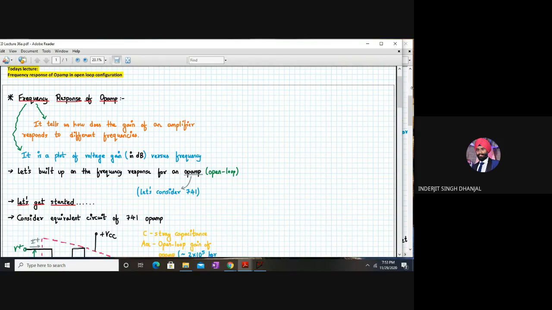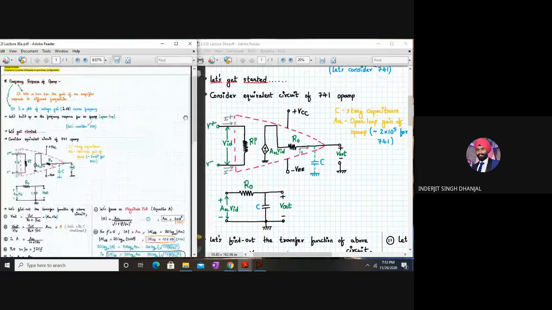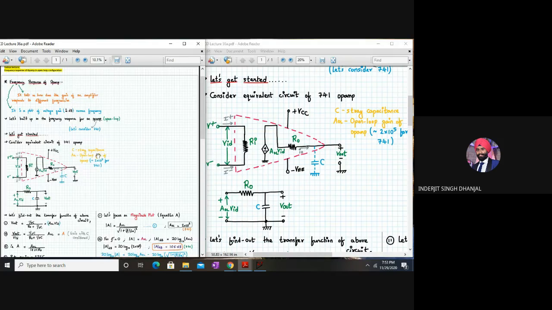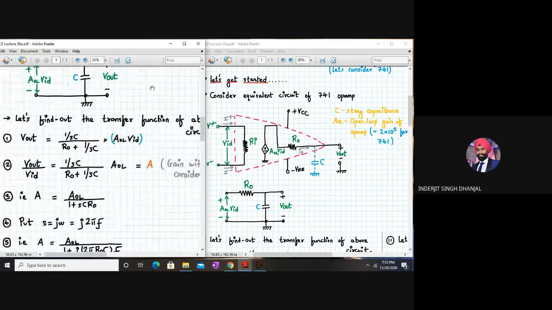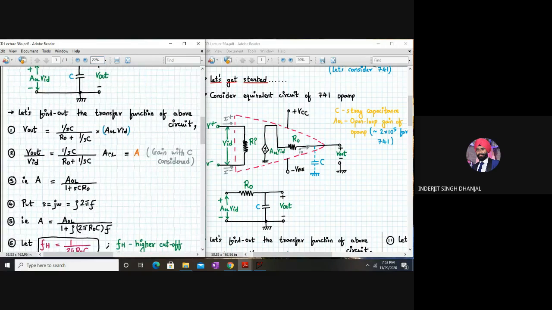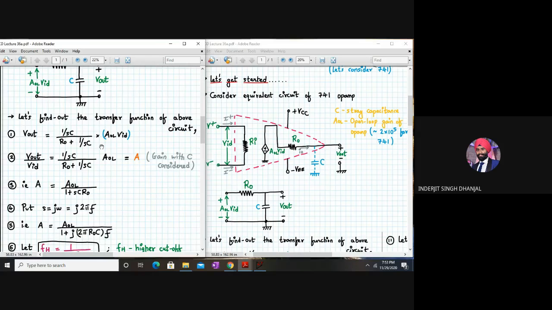So let's get started. Okay, let me adjust the screen over here to half, so then the relevant theory I can take out and the diagram remains the same over here. I think this is fine. So we consider the equivalent circuit of 741 op-amp, right? We have seen that before.